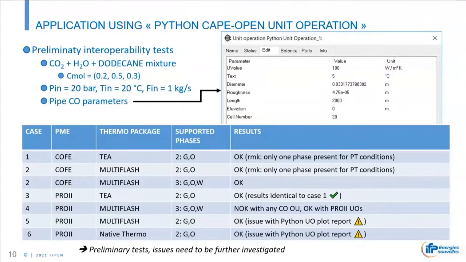So this is validated. With ProSim and Multiflash, I have some issues with the 3 phase. Actually, there is a crash. I don't know exactly why. It's running correctly with the ProSim unit operation, but with another CAPE-OPEN unit operation, there is an issue. And I have performed also a test with Multiflash on 2 phase. It works fine. And ProSim with the ProSim thermo, things work fine as well.